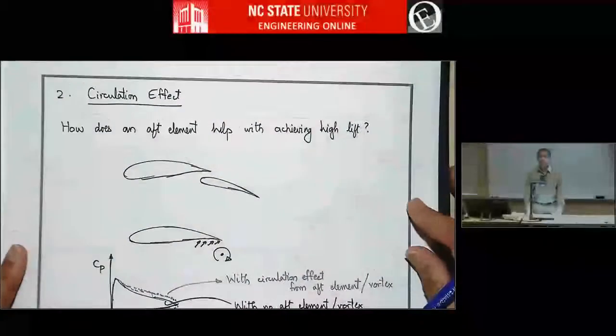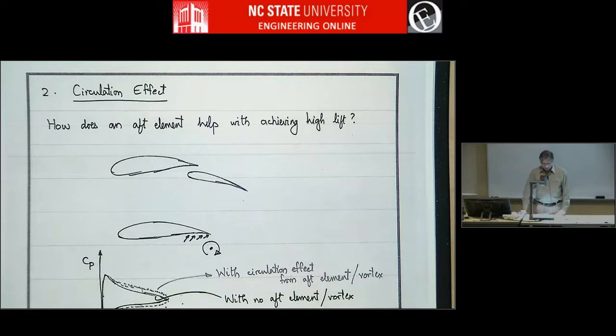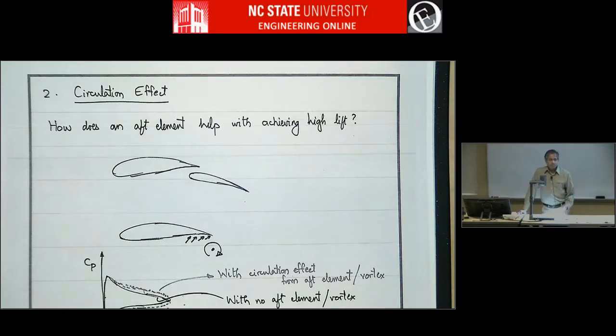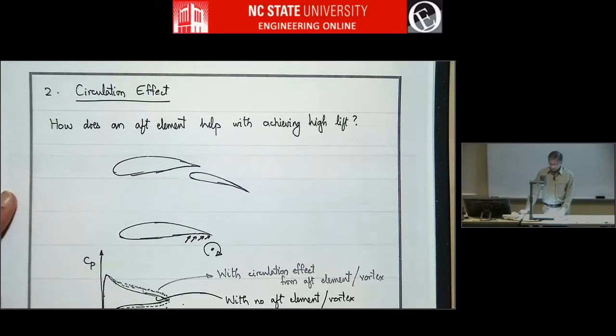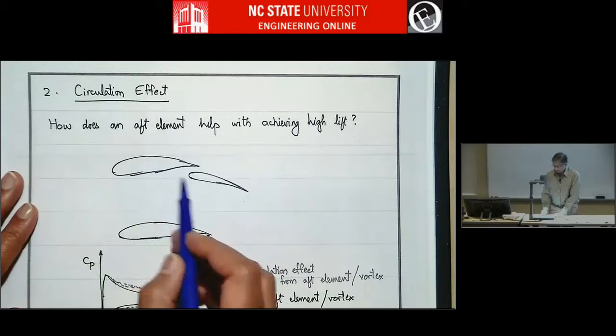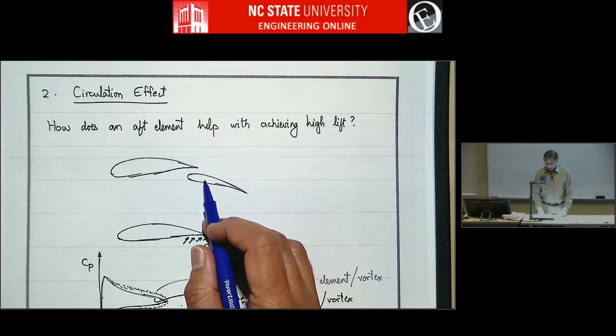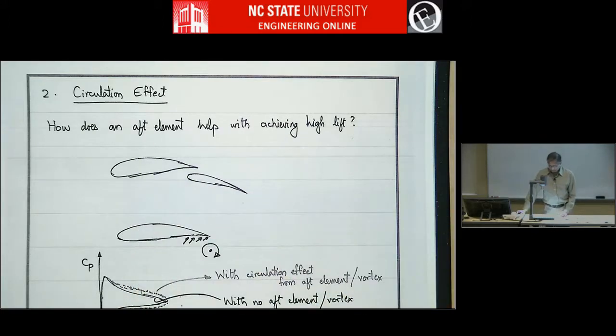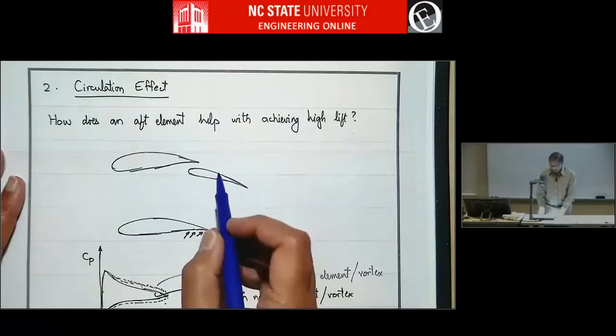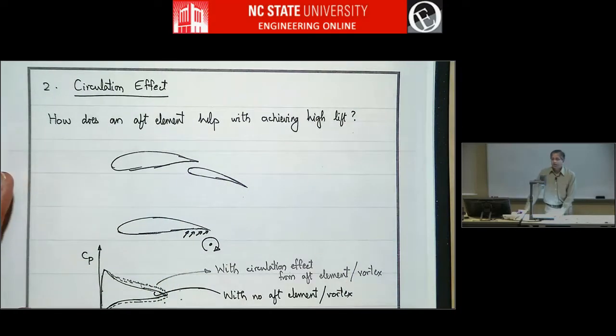So now let's talk about the circulation effect. Sometimes you have an aft element, right? This can be a flap. Usually the flap will be much smaller than the main element, but in some applications it doesn't have to be. They may be of the same size, like in a race car wing. You could have a main element and a flap of approximately the same size. Maybe this will be 80% of this size or something, but in general, why does having an aft element help with achieving high lift?